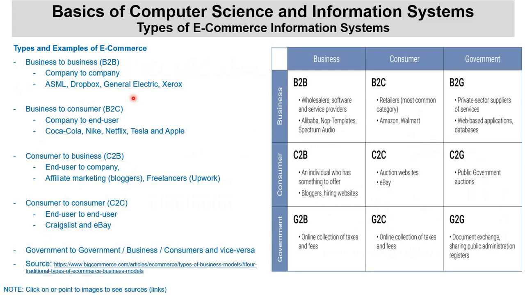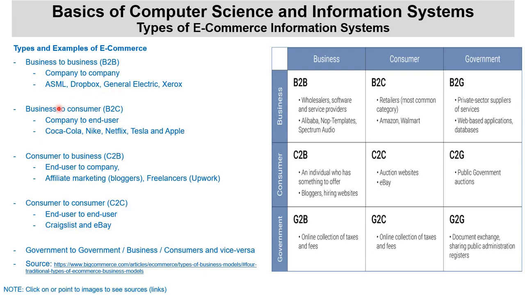So if we go further, there are different types of e-commerce. Now this can be between one company and another company, which is called business to business. For example, General Electric or ASML. This company sells to another company, and the other company is the end user. So there's always the seller and there's always the end user.